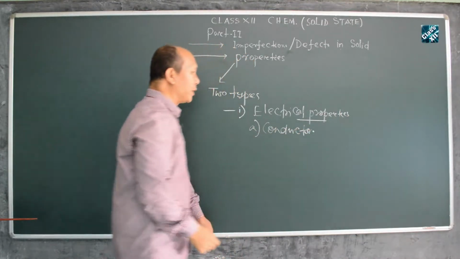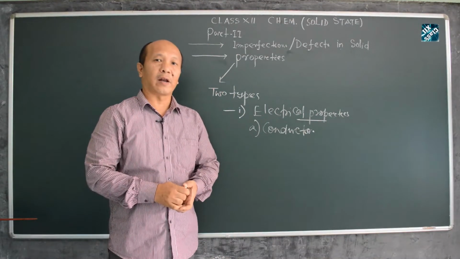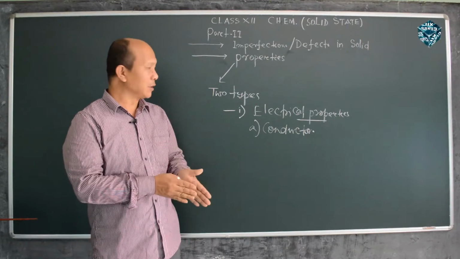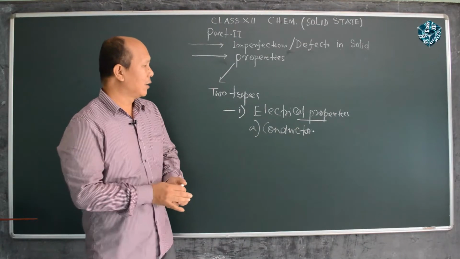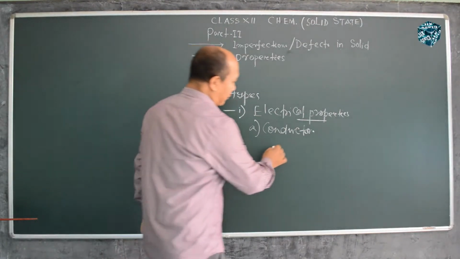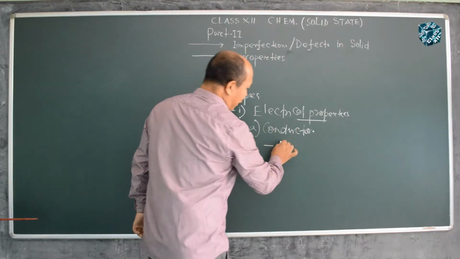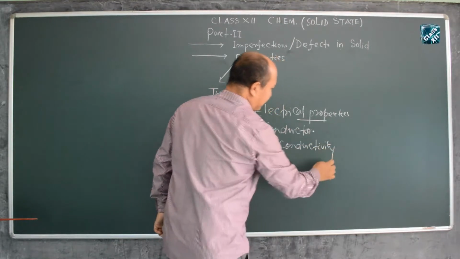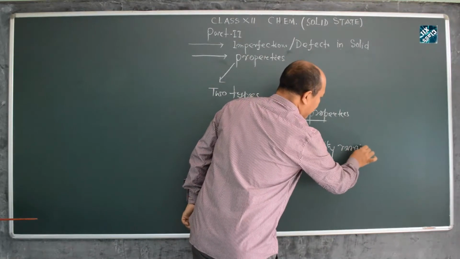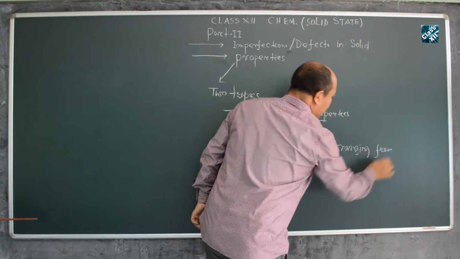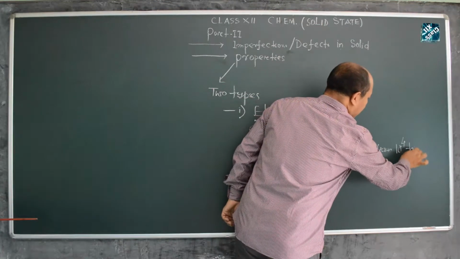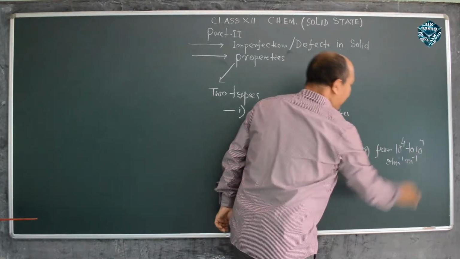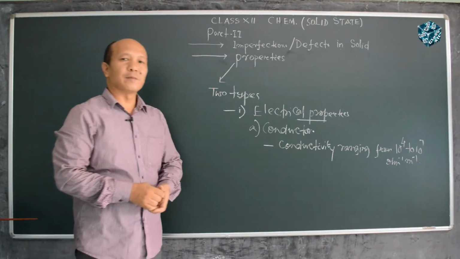conductor. That means any substance which can allow the passage of electric current, or simply conduct electricity. Or in other words, any substance whose conductivity is ranging from 10^4 to 10^7 ohm inverse meter inverse. That type of substance is simply a conductor.